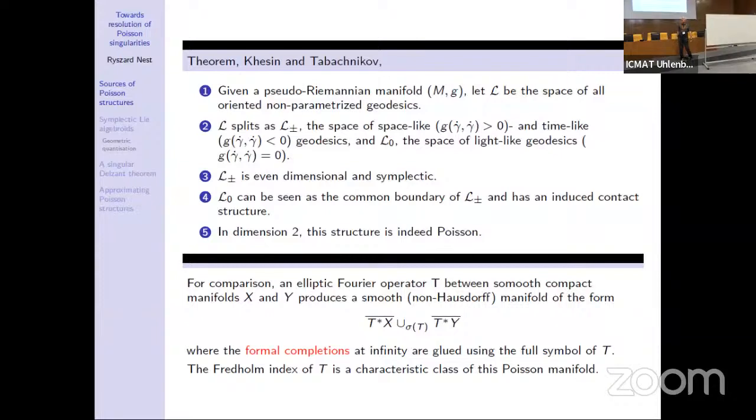And actually this concrete example very much shows up in life. Given this Fourier integral operator, since it's elliptic Fredholm, it has an index, and the index of this operator is really a characteristic class of this Poisson structure.